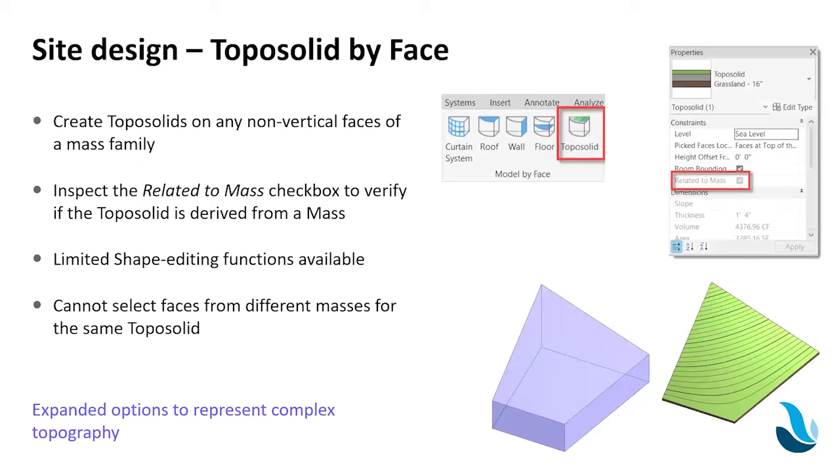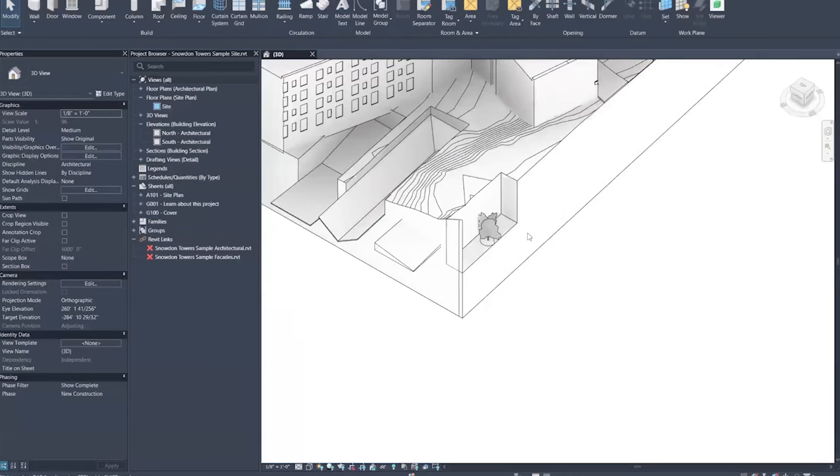You can also do a Topo solid by face. So that one's a pretty easy one. As long as you have a mass in your project, you're creating a topo solid not in the normal way, but in the by face or model by face. Might as well do this as a demo as well. So let's jump back into Revit.